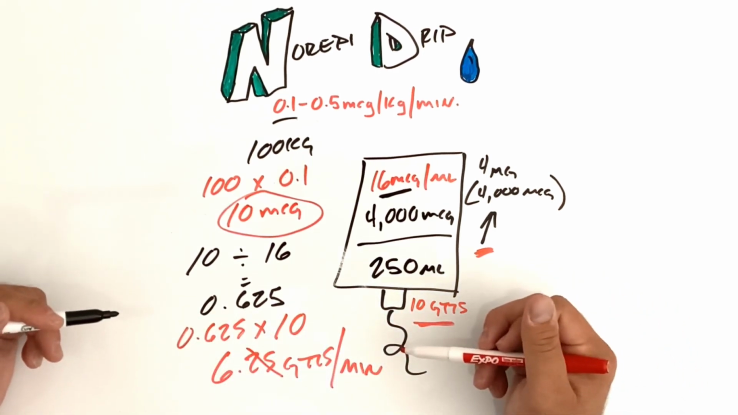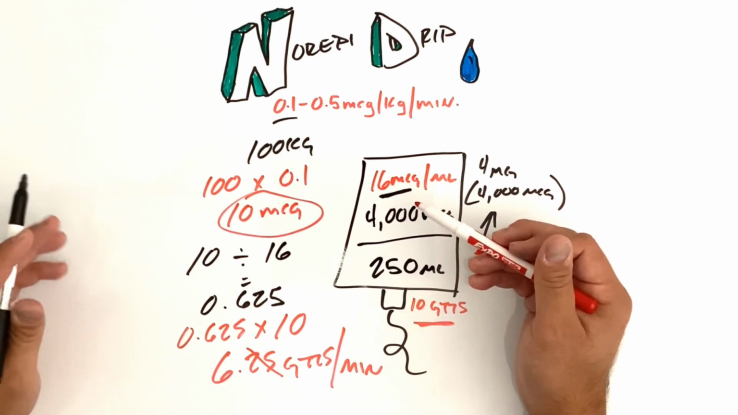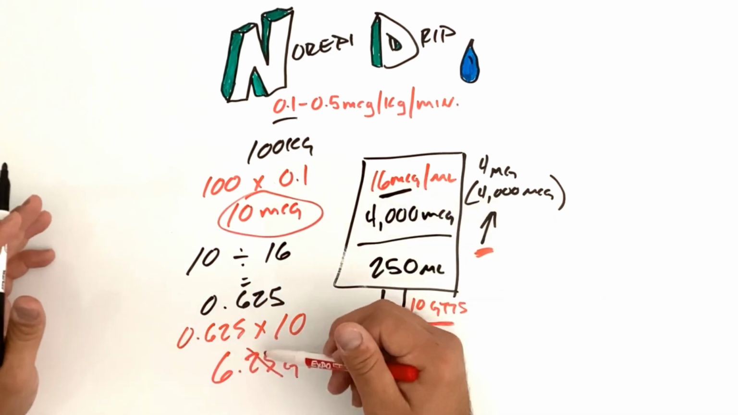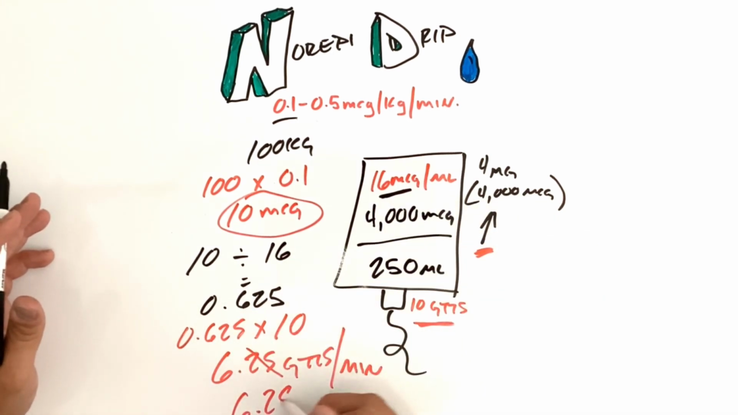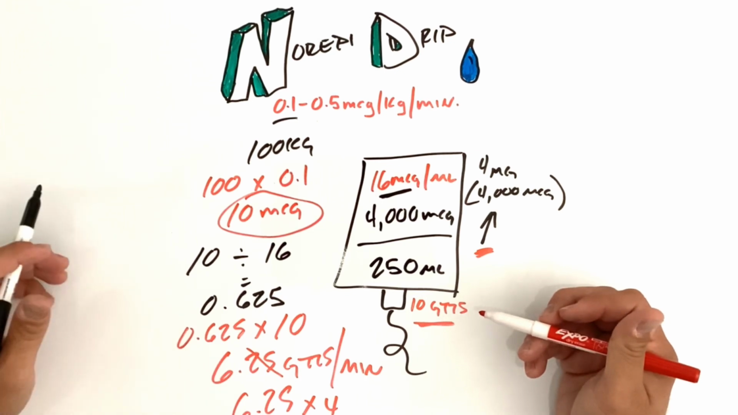But if you look at the difference, we have 4 times the amount of concentration as our 1,000 bag. If you did 6.25 times 4, it's going to give us our previous drops with our 1,000 bag, which was 25. So it's basically just a quarter of it.